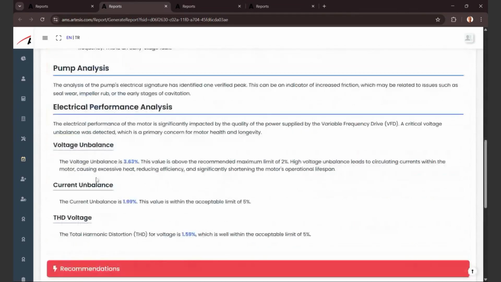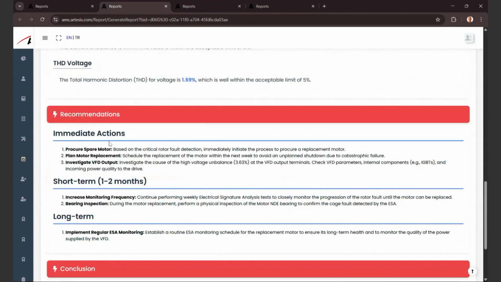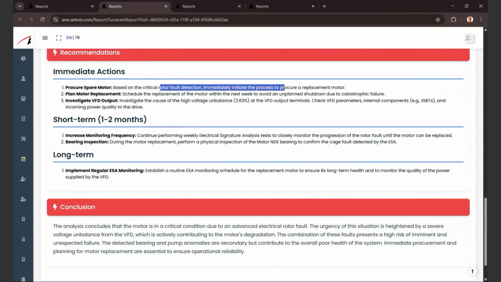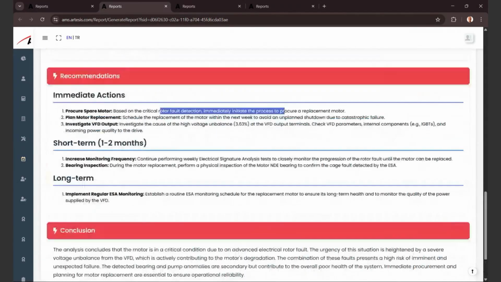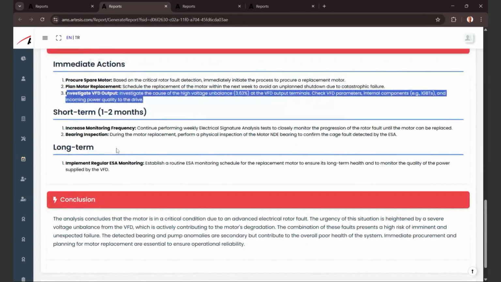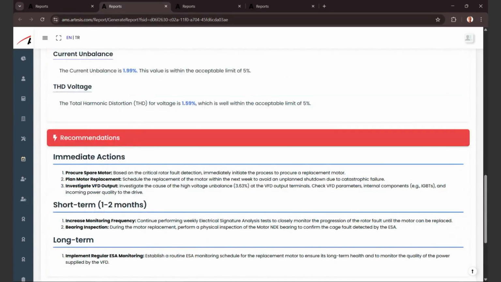And again, immediate action. So the rotor problem is quite severe, actually. That's why this analysis suggests that immediate action should focus on the rotor. Of course, it tells us to investigate the VFD output, but actually there's no VFD here, in my opinion. So that's a bad input to the system. The Gen AI thinks it's a VFD. I might be wrong, by the way. But that's what this is telling us.